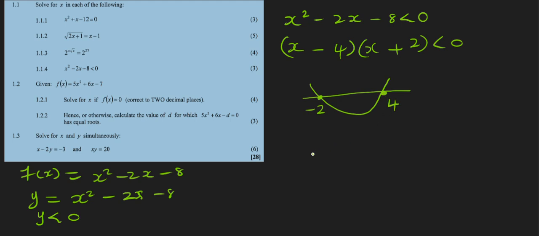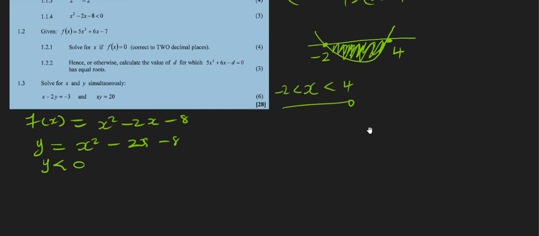or x equals 4. And just like I explained, we are looking for the portion where our function is below the x-axis. This is the portion that belongs below the x-axis, which means x falls between -2 and 4. And then we are done. This is the solution: x is greater than -2 but less than 4. Now let's go to the following question, which is 1.2.